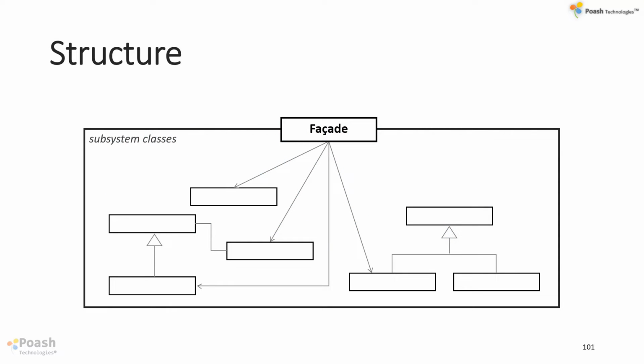This is the structure of the facade. These are the different classes or components of the subsystem. And the facade interacts with these classes on the behalf of the client. The client does not have to deal with these components directly.